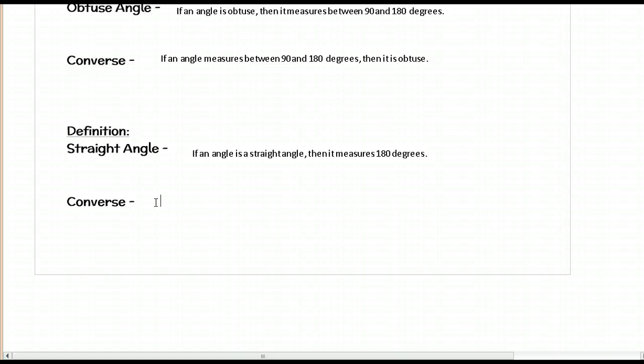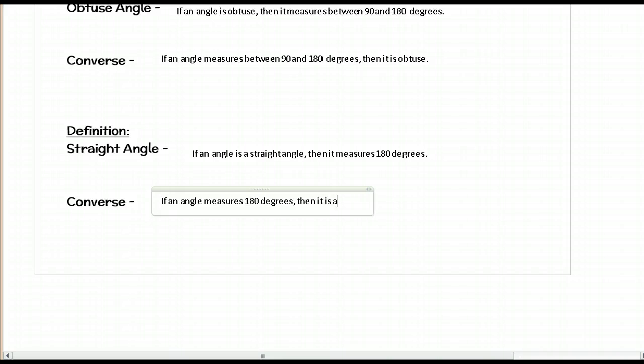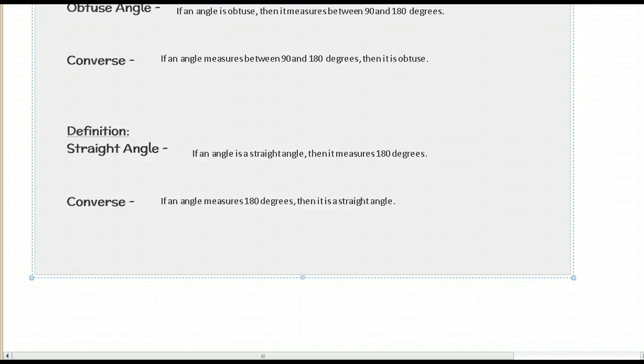Again, feel free to pause if you want to try the converse on your own. If an angle measures 180 degrees, then it is a straight angle. Alright, so these are our definitions for our angles.